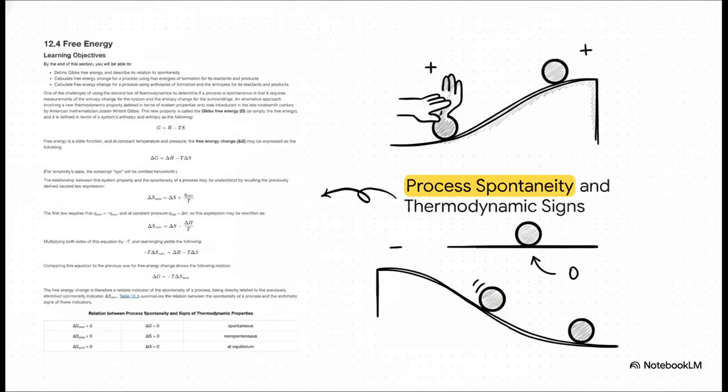The sign of delta G is our ultimate indicator. If it's less than 0, meaning it's negative, the process is spontaneous and will absolutely happen on its own. It's like a ball rolling downhill. If delta G is positive, the process is non-spontaneous, meaning you physically have to push that ball up the hill by doing work on the system. And if delta G is exactly 0, then the system is just perfectly balanced at equilibrium.